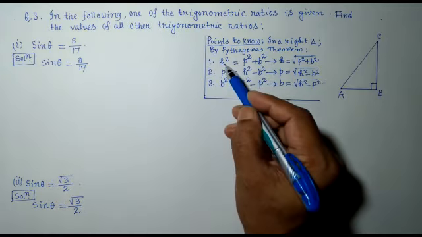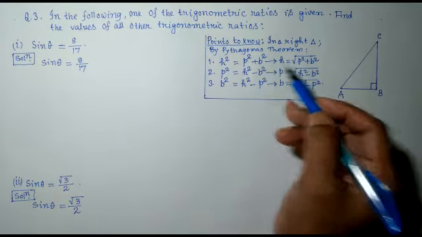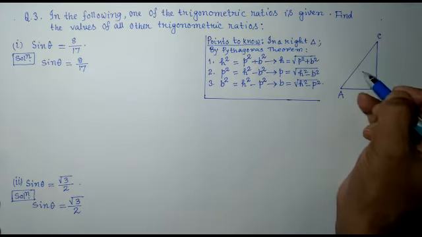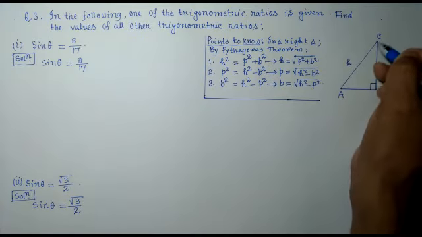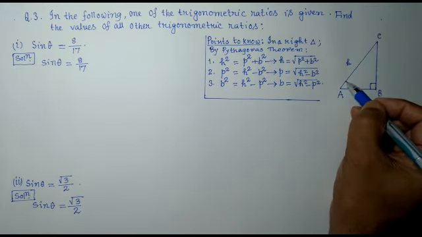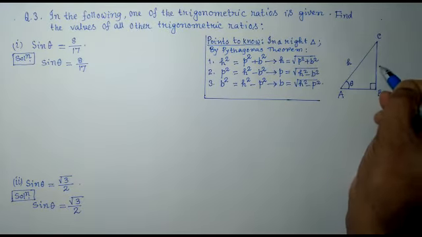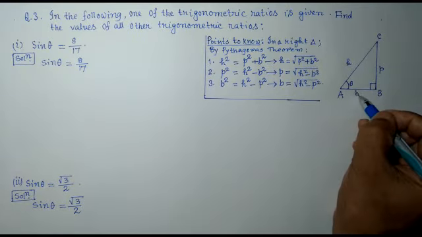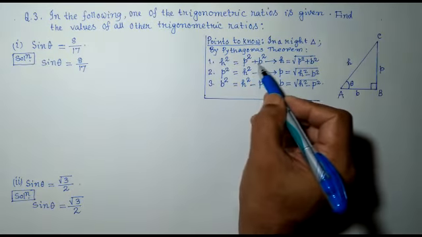So we write a square is equal perpendicular square plus base square. That means from the right angle we take the opposite side as what? Hypotenuse. So our hypotenuse is AC, and if our angle A is theta, then from theta the opposite side we say perpendicular, and the third side we say what? Base. AB is the base. So we have this formula, a square equal p square plus b square.